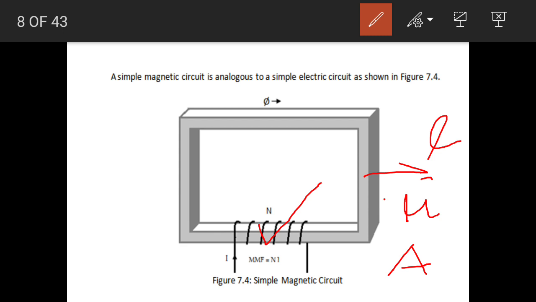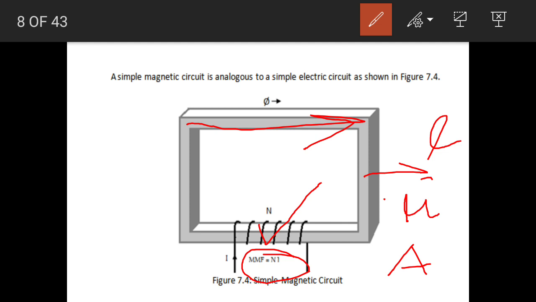The current in the winding will generate the magnetic flux, and this magnetic flux will flow in this magnetic circuit in the given direction. So the MMF in this particular case will be equal to Ni. The number of turns of this winding multiplied by the current in the winding will give you MMF, and MMF generates the magnetic flux. This magnetic flux will circulate in the clockwise direction in the given magnetic circuit.